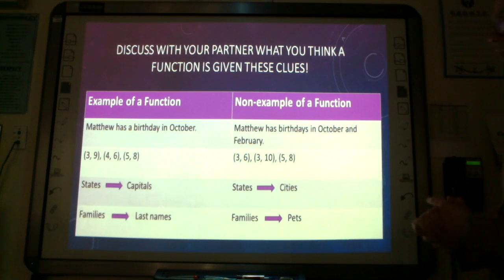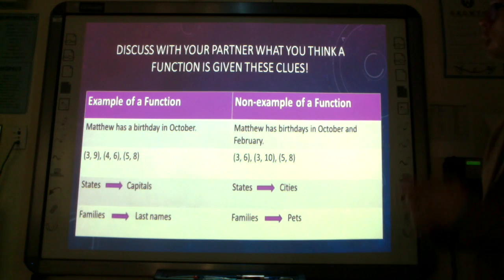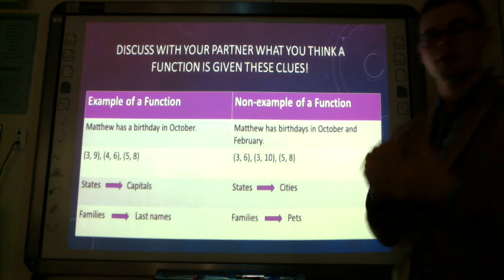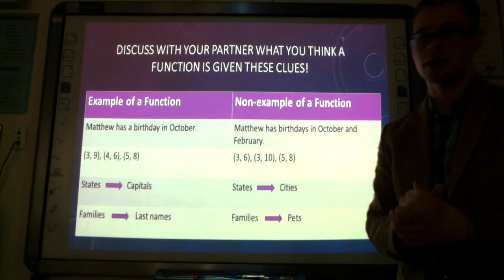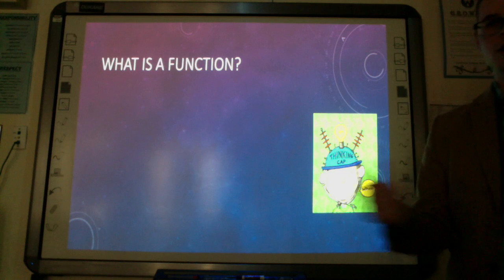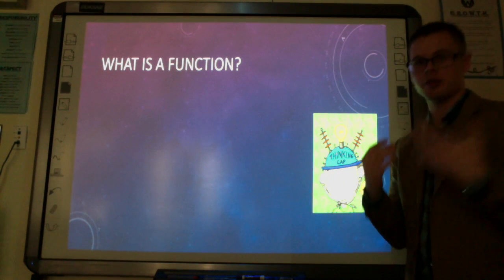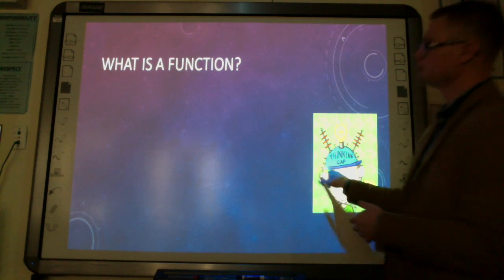I want you guys to go in your groups for 2 minutes and make your own definition of what a function is, write it down, and we'll present it in class. Okay. So, you guys did that whole group work, so I'm going to give you the formal definition.